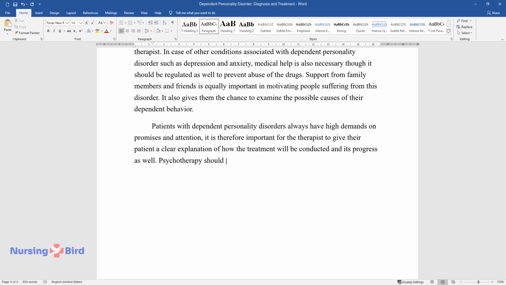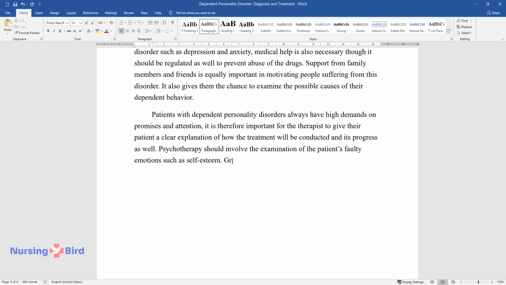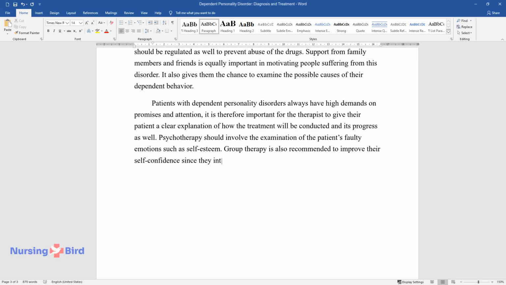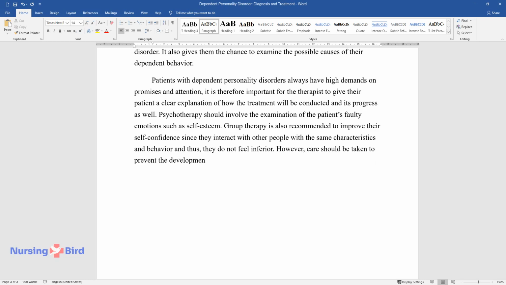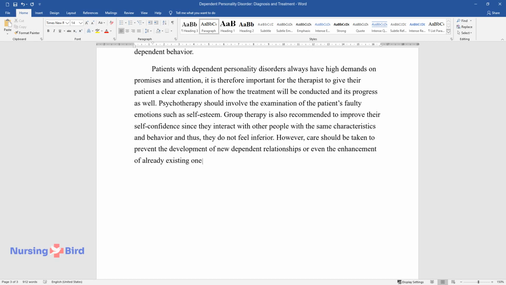Psychotherapy should involve the examination of the patient's faulty emotions such as self-esteem. Group therapy is also recommended to improve their self-confidence since they interact with other people with the same characteristics and behavior and thus, they do not feel inferior. However, care should be taken to prevent the development of new dependent relationships or even the enhancement of already existing ones among patients.